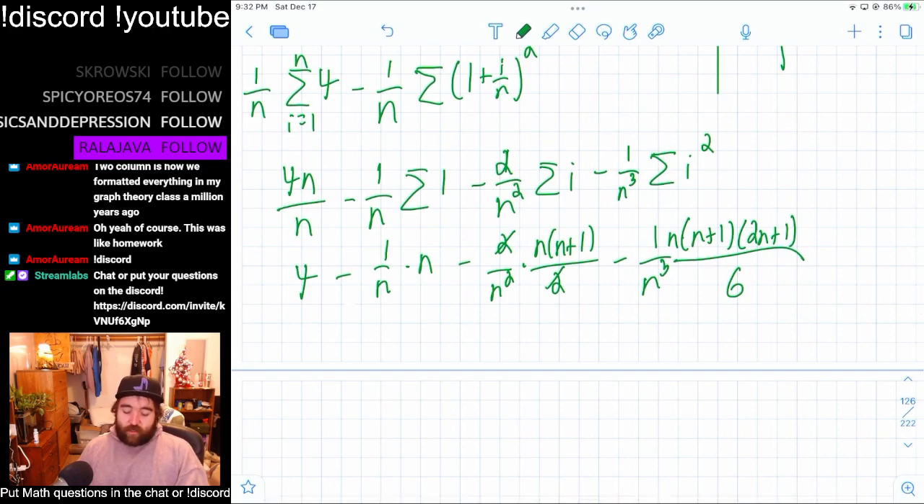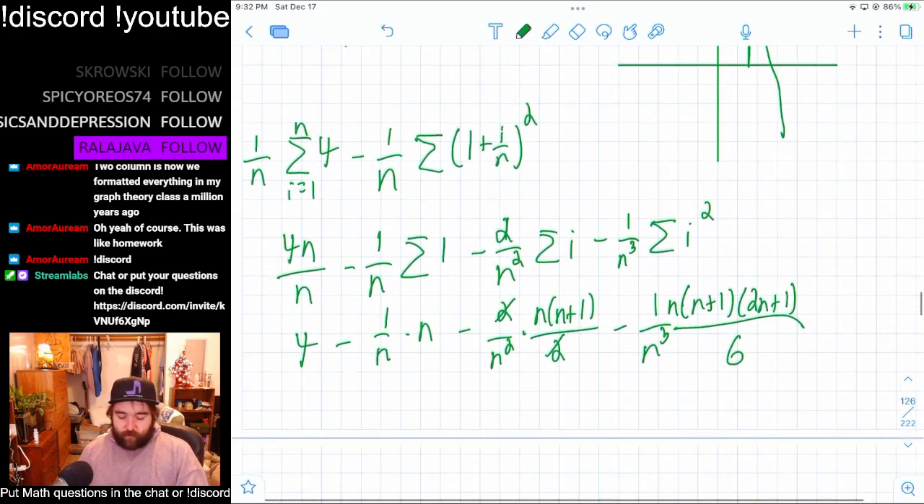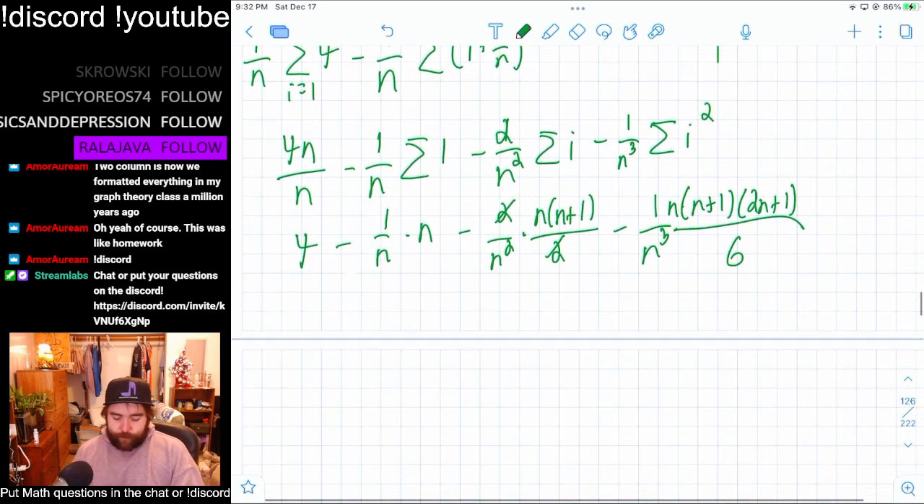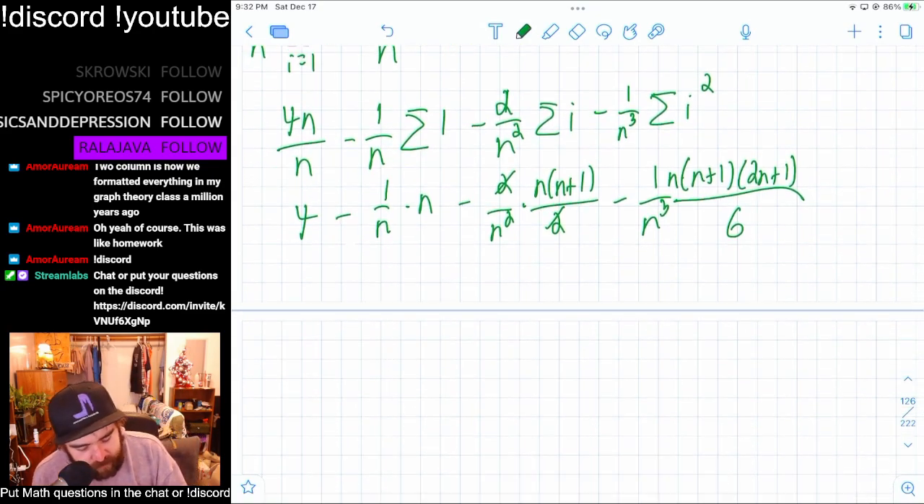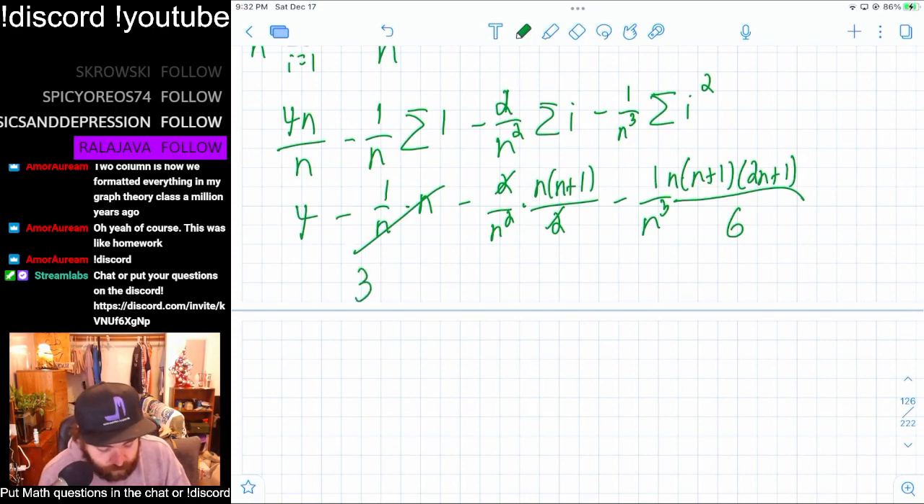And now, this is just tedious. It's really just plugging in a whole bunch of different formulas and making sure you don't make mistakes. Now we plug in n equals infinity and see what happens. Those n's are canceling anyway, so we just end up with 3.